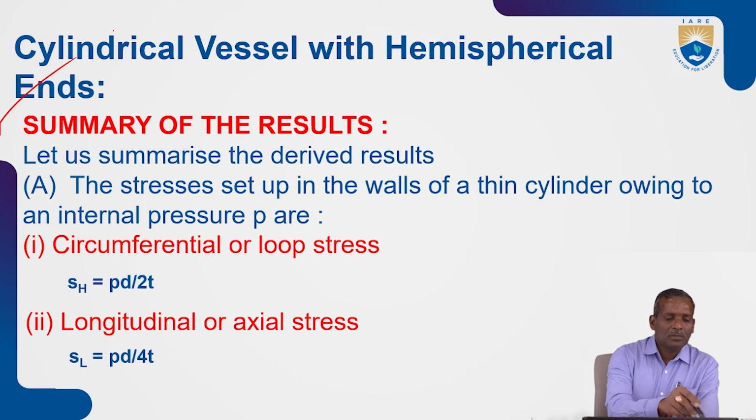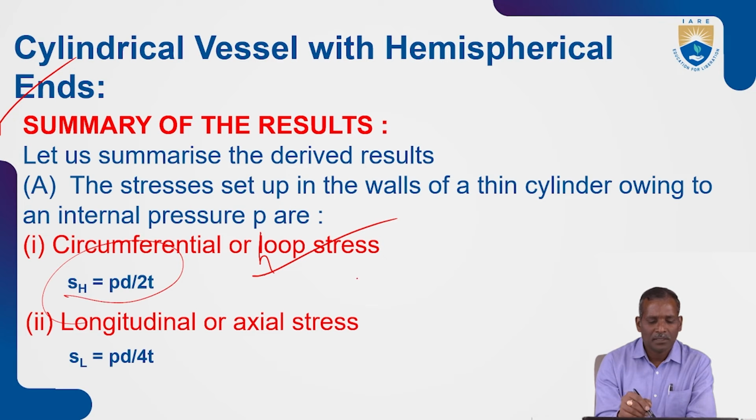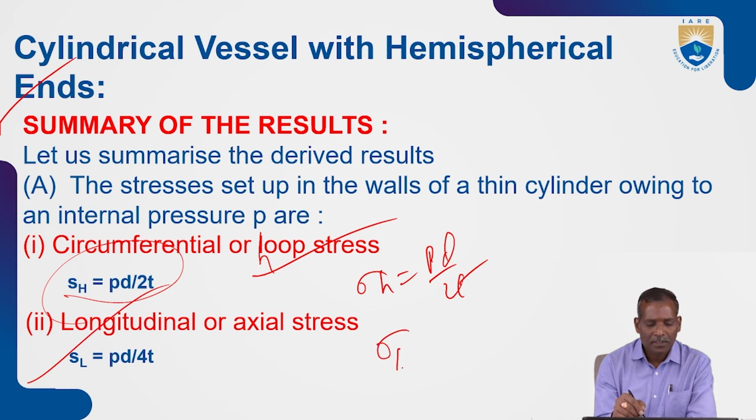So up to now, what we have calculated is summarized here. Let us summarize the derived results. The stresses set up in the walls of a thin cylinder owing to an internal pressure P are given by the circumferential or hoop stress, sigma H, and the longitudinal or axial stress, sigma L, equal to PD by 4T.